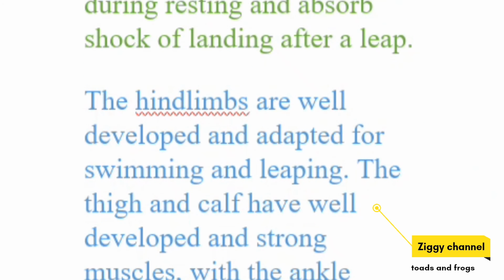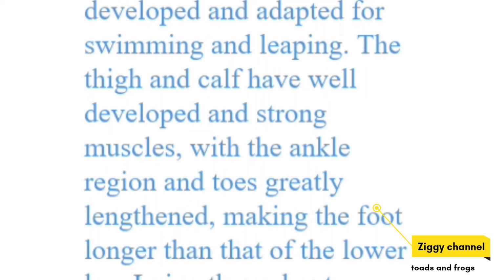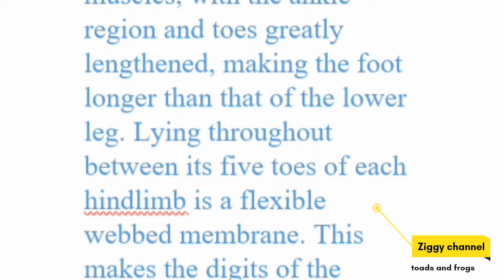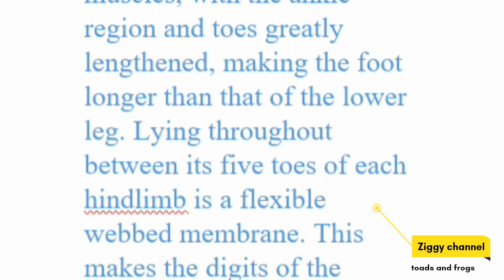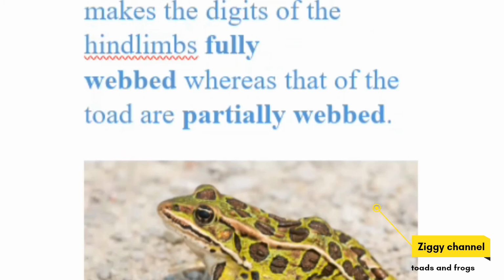The hindlimbs are well developed and adapted for swimming and leaping. The thigh and calf have well developed and strong muscles, with the ankle region and toes greatly lengthened, making the foot longer than that of the lower leg. Lying throughout between the 5 toes of each hindlimb is a flexible web membrane. This makes the digits of the hindlimbs fully webbed, whereas those of the toad are partially webbed.